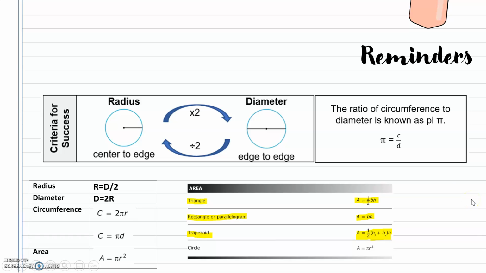So here are some reminders. Make sure you understand the difference between your radius and your diameter. Remember, your radius is from the center of a circle to the edge, and your diameter is from edge to edge. Now, I've also made sure to have our reminders here for finding the radius, diameter, circumference, and area. And since we're still looking at composite figures, I provided the star reference formula for your areas.